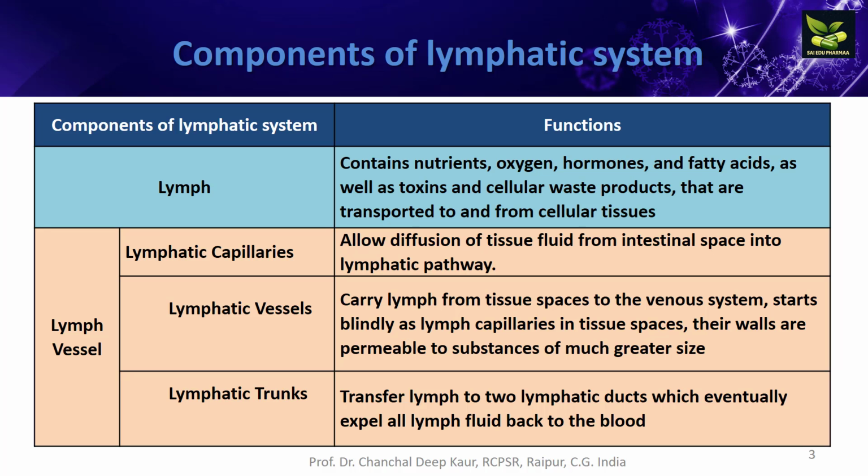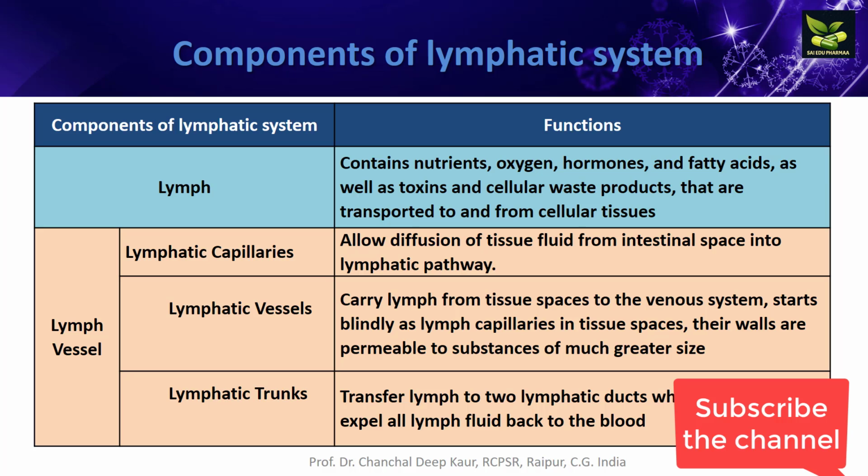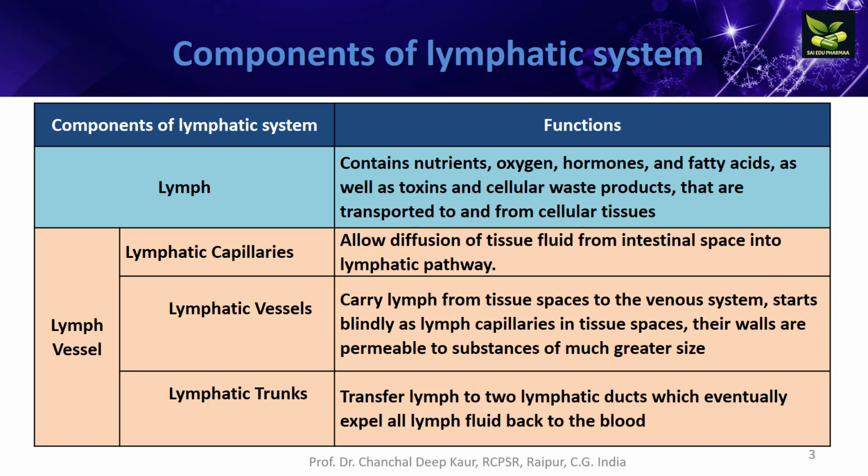It starts blindly as lymph capillaries in tissue spaces. Their walls are permeable to substances of much greater size. Then the third one is lymphatic trunks. They transfer lymph to two lymphatic ducts, which eventually expel all lymph fluid back to the blood.